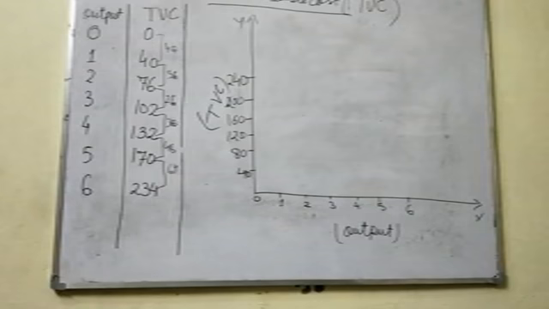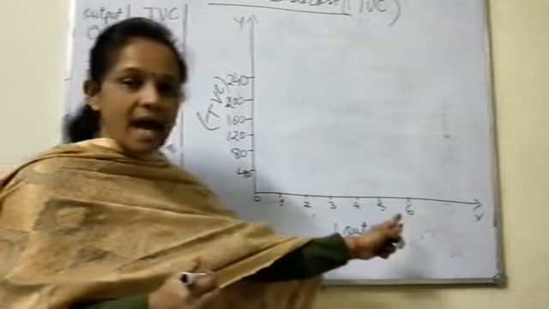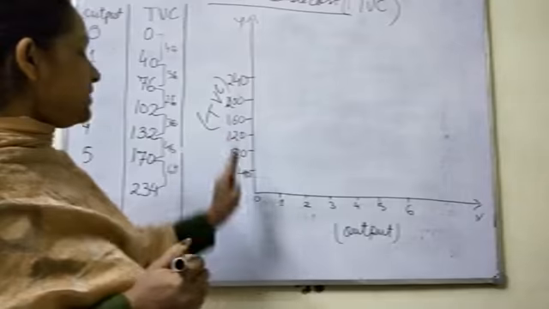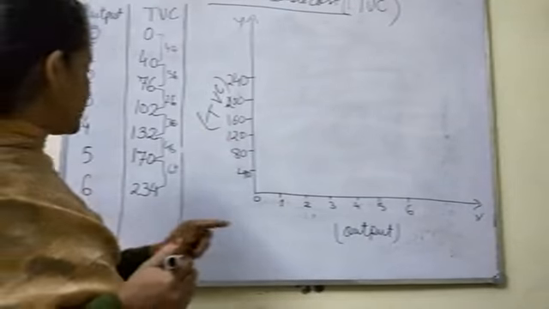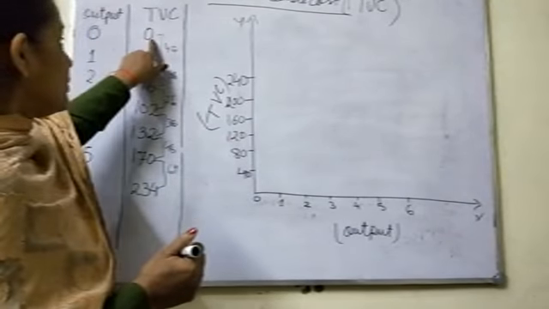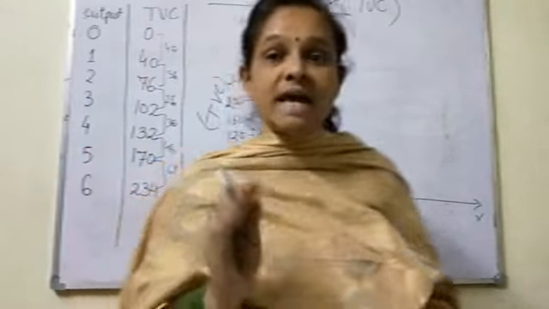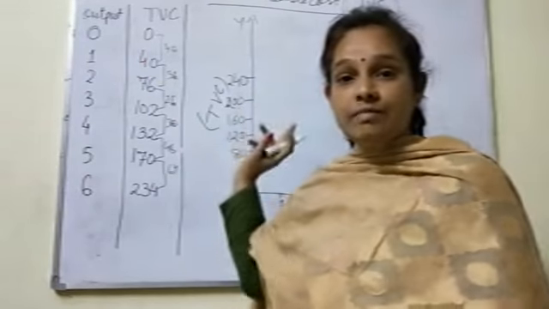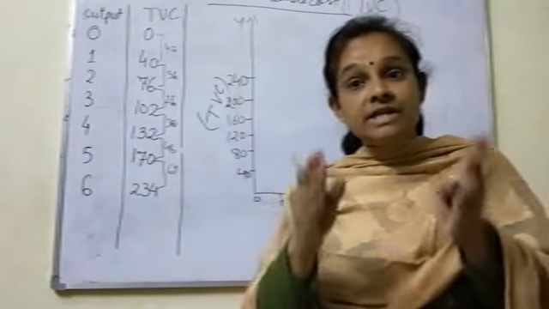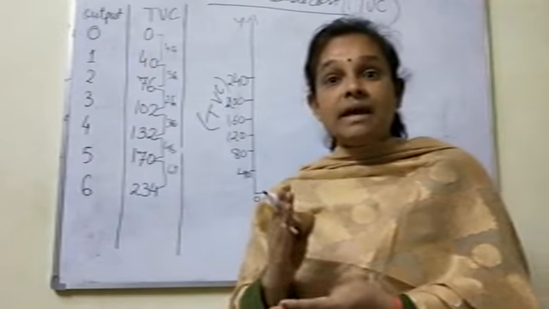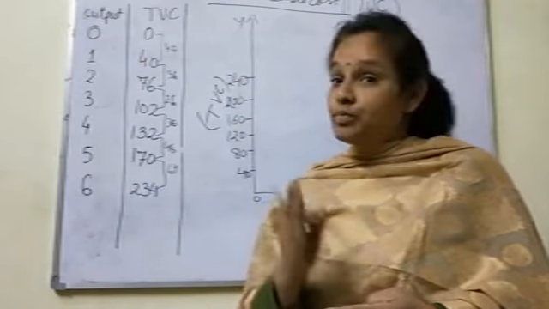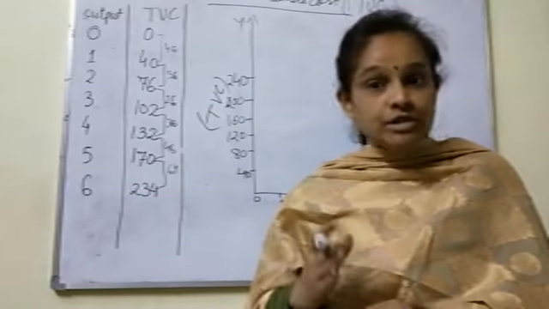Okay, so now output I have shown here, and TVC I have shown here. I have taken the gap of 40, okay. At 0, TVC is 0, remember. If the producer will not produce any level of output, then TVC will be 0. That is the basic difference between TFC and TVC. TFC exists even at 0 level of output, but TVC doesn't exist at the 0 level of output.